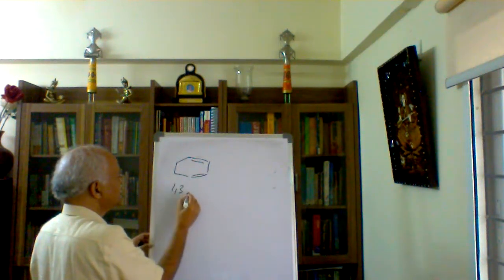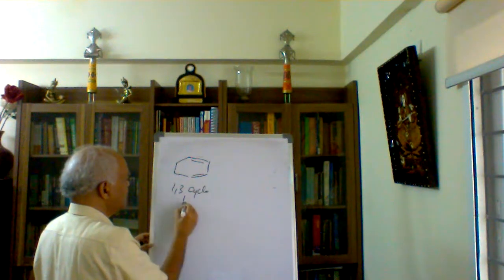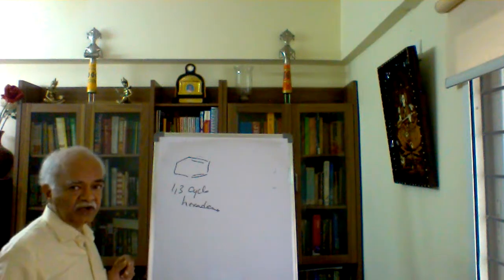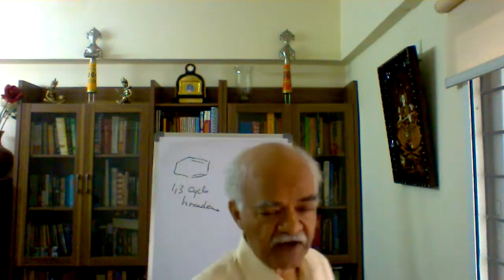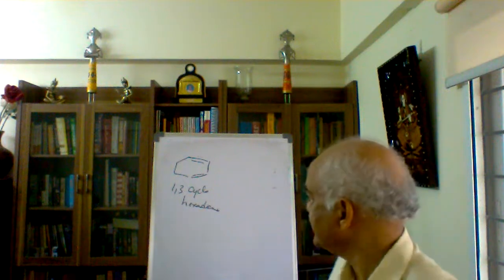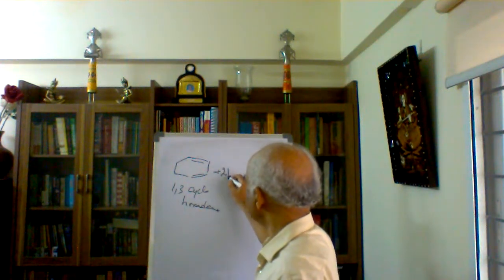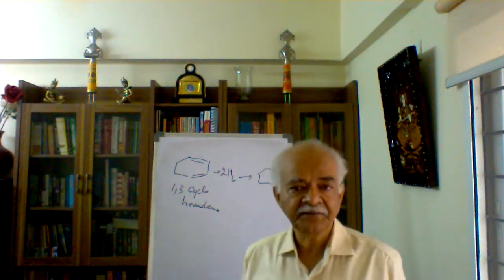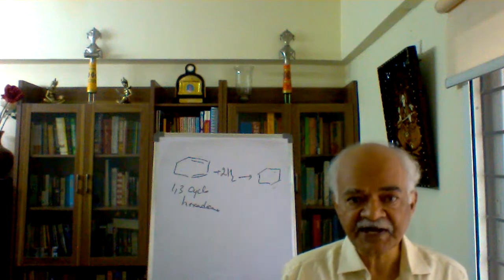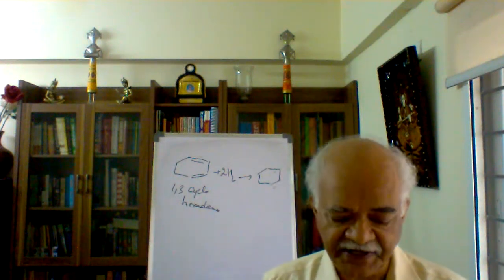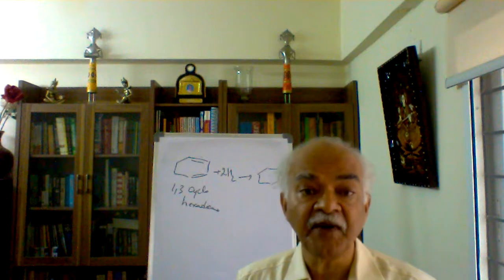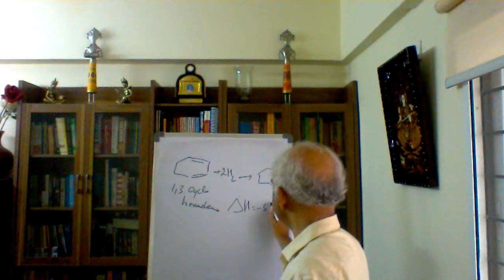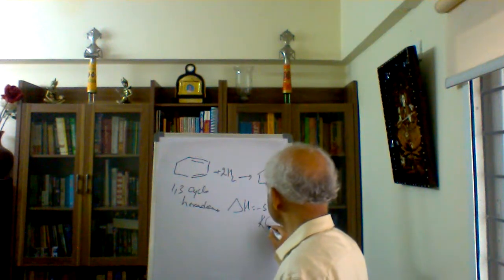This is 1,3-cyclohexadiene. The molecular formula is the same as that we have taken for 1,4-cyclohexadiene. Now to this again I will be adding hydrogen as required per the number of double bonds. I will get cyclohexane as expected. But if you again measure experimentally the amount of energy that is liberated here, I am getting a value of minus 55.4. The delta H for this is minus 55.4 kilocalories per mole.